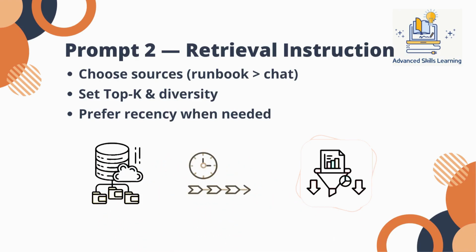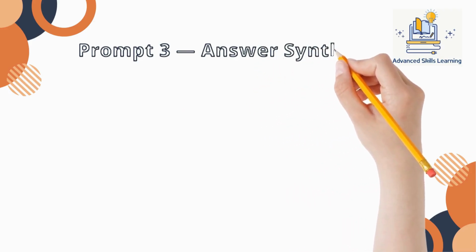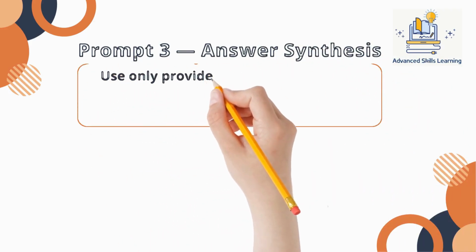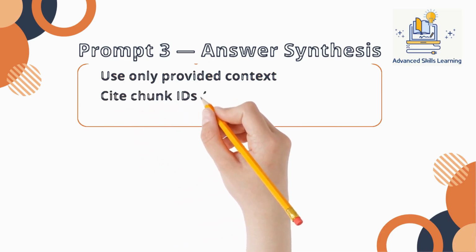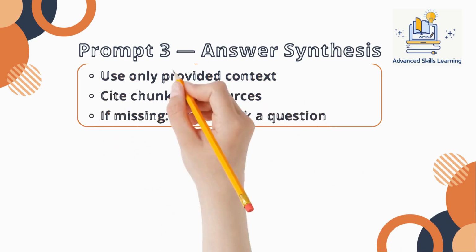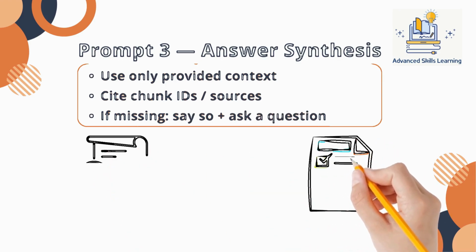Now the most important part, answer synthesis. This prompt is where hallucinations usually die, if you write it correctly. The synthesis prompt should enforce: use only the provided context, cite the chunk or source you used, and if the answer isn't in the context, say it's not found and ask a focused follow-up question. That rule alone changes the model's behavior from always answer to answer only with evidence.